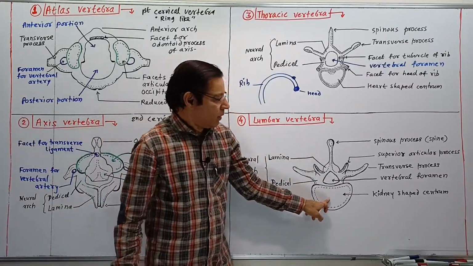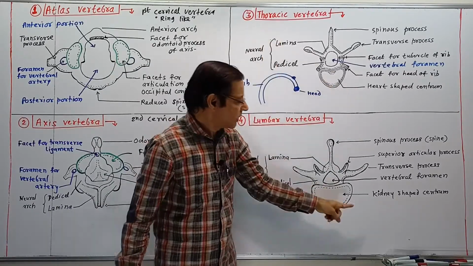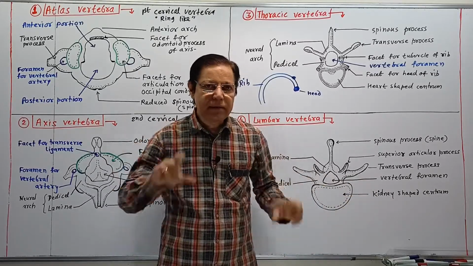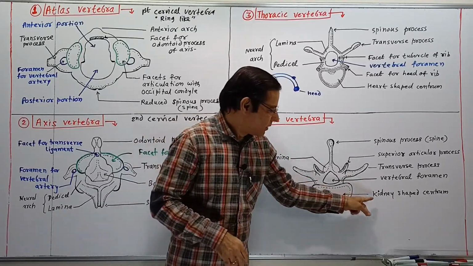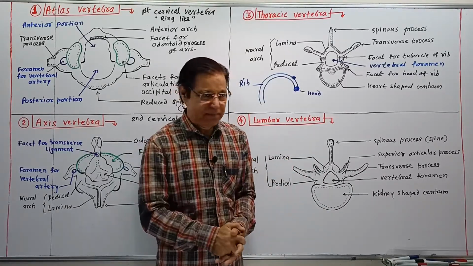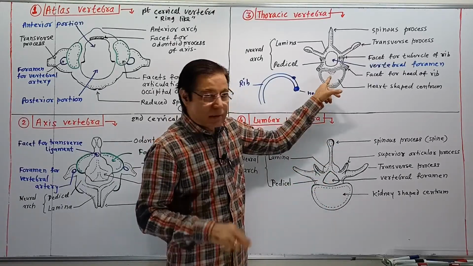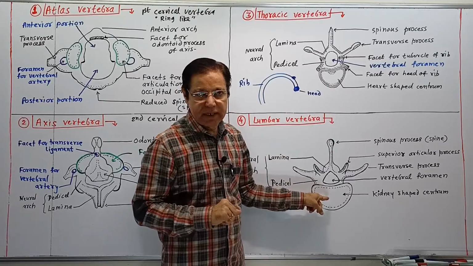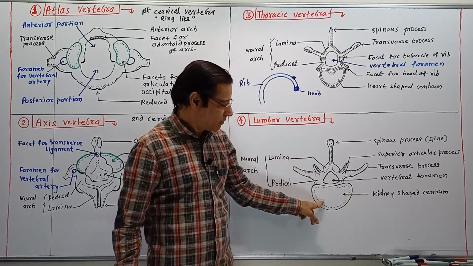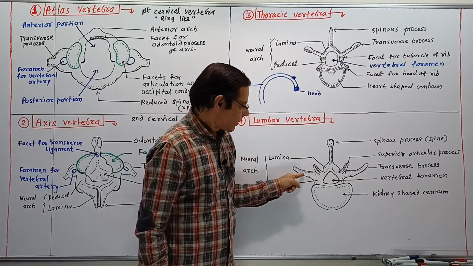Here the remarkable thing is that just as the thoracic vertebra has a heart-shaped centrum because the heart is in the thoracic region, in the lumbar region the kidney is located, and here the centrum is kidney shaped. By the shape of the centrum we can distinguish them easily: heart-shaped centrum and kidney-shaped centrum. Then the vertebral foramen is somewhat triangular.